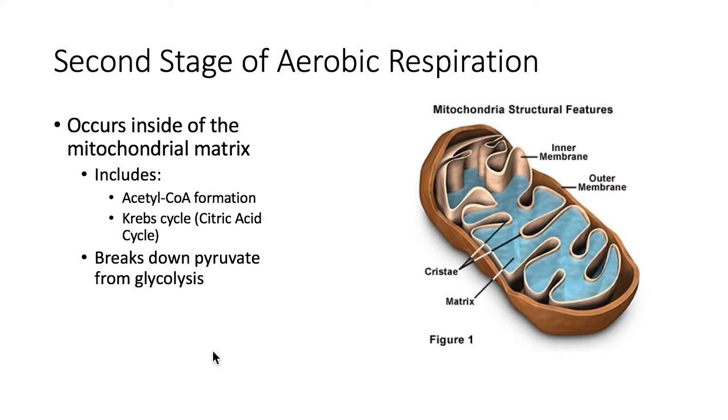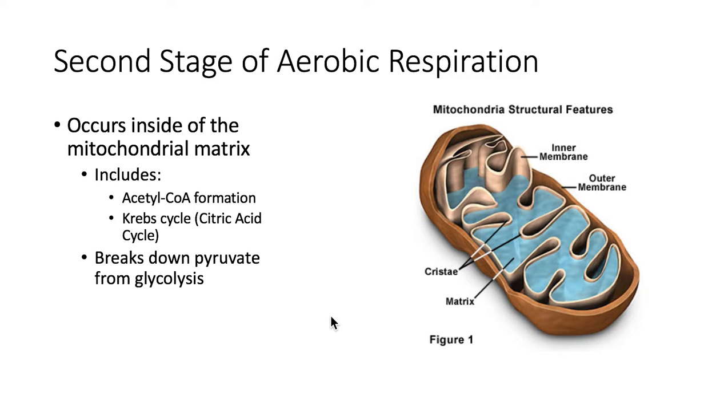So the second stage of aerobic respiration, as I mentioned, happens in the mitochondria. Specifically, it happens in the mitochondrial matrix, which is this inside part of the mitochondrion. Now, I have some bad news for you. You think the next step is the Krebs cycle, but before we get to the Krebs cycle, we actually have to do something else because the pyruvate we made during glycolysis is not ready for the Krebs cycle.